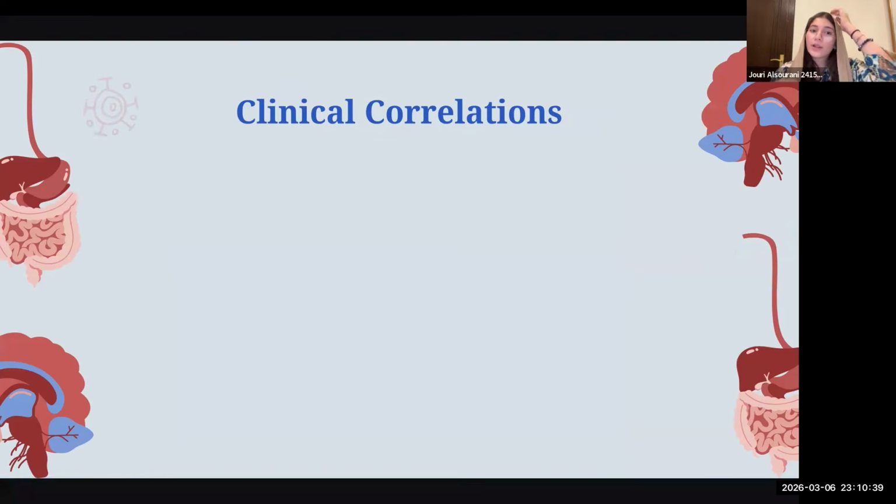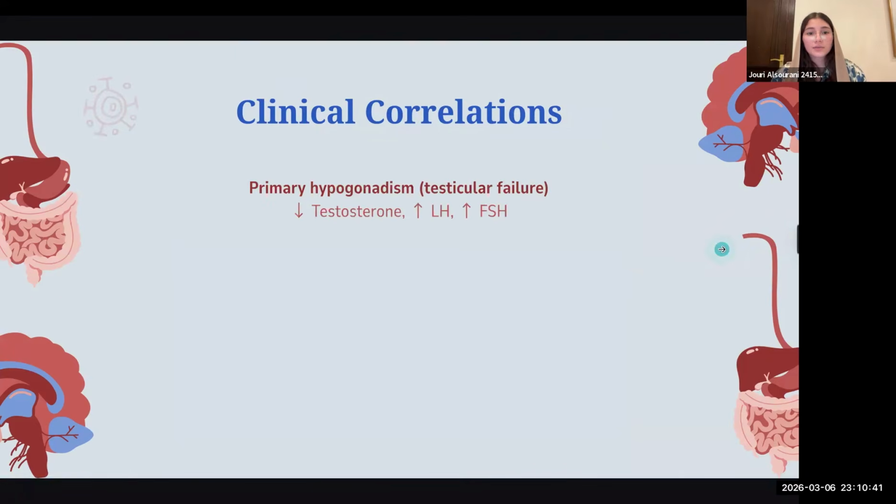Okay. For the clinical correlations, we have just generally different things that can go wrong with the gonadotropins. We have primary hypogonadism, okay? In this case, we have hypogonadism, so we have less testosterone, we have high LH and high FSH. This is basically just testicular failure, okay? We have very little testosterone.